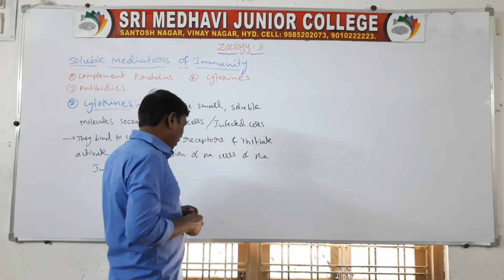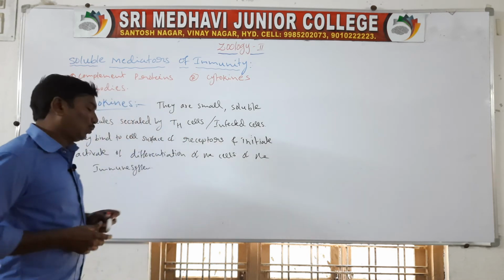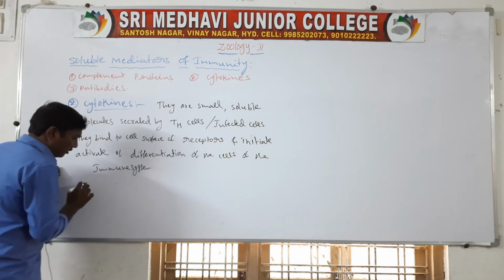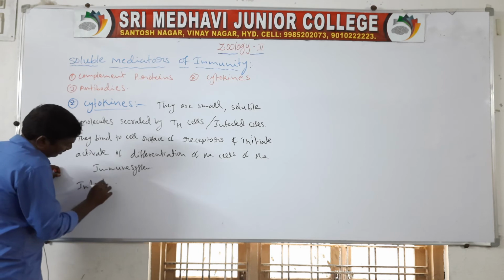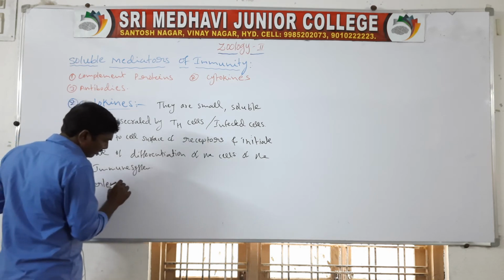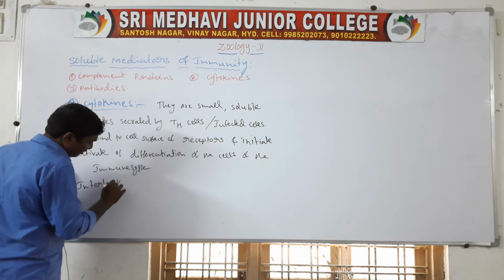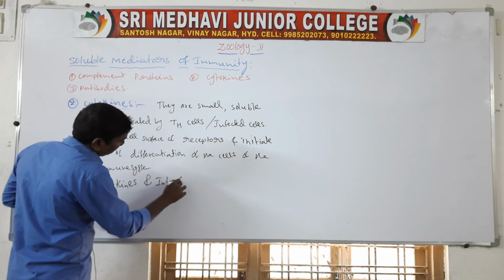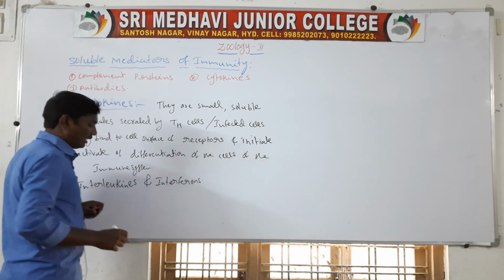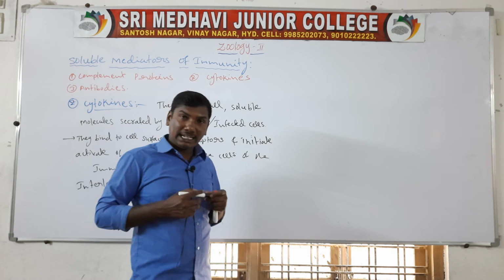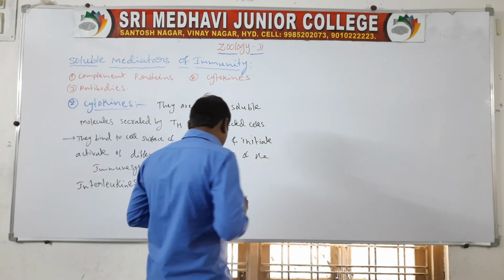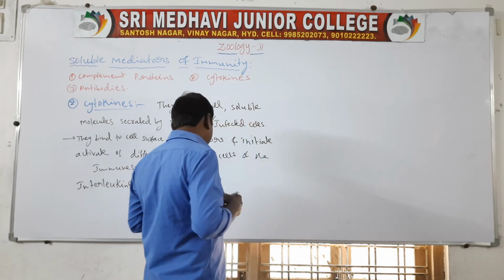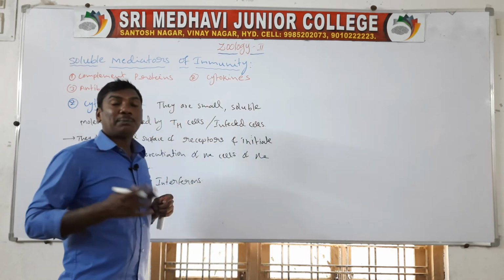Next, they are mainly two types: interleukins and interferons. First one, interleukins. They are produced by the leukocytes and are primarily involved in the differentiation of the cells of the immune system.